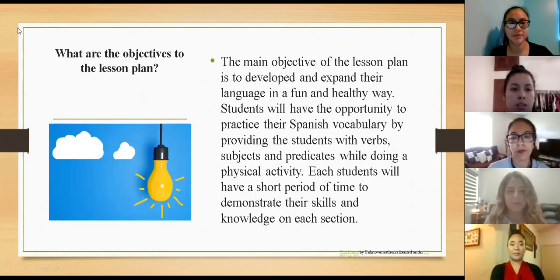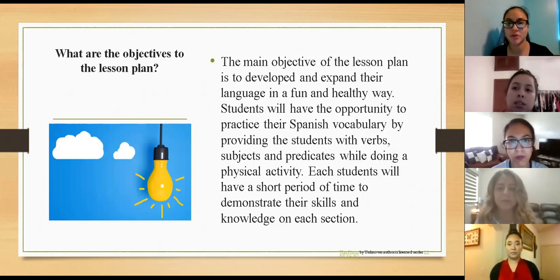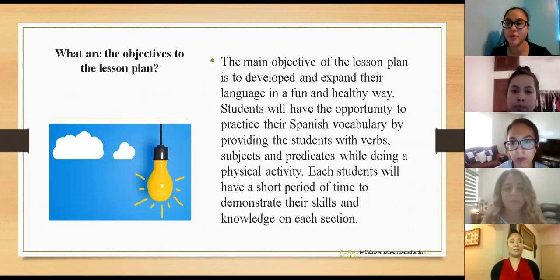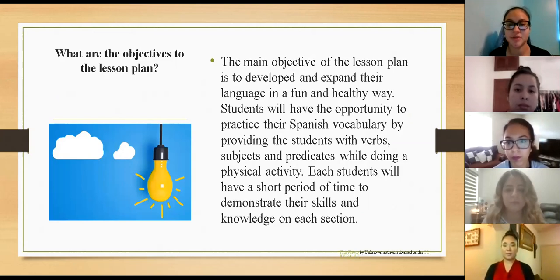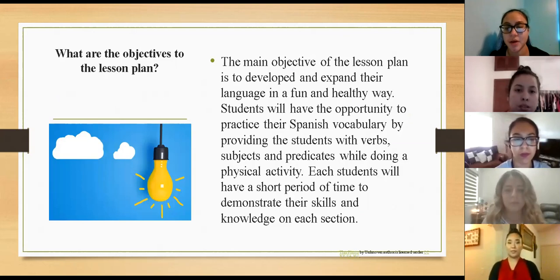What are the objectives of the lesson plan? The main objective of the lesson plan is to develop and expand their language in a fun and healthy way. Students will have the opportunity to practice their Spanish vocabulary by providing the students with verbs, subjects, and predicates while doing physical activities. Each student will have a short period of time to demonstrate their skills and knowledge on each section.